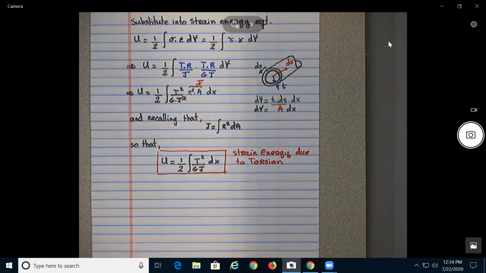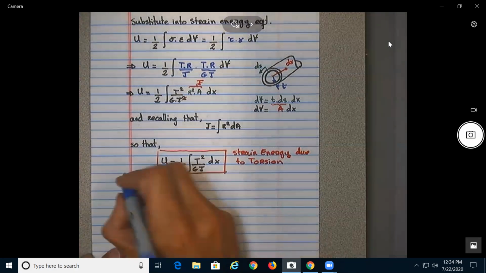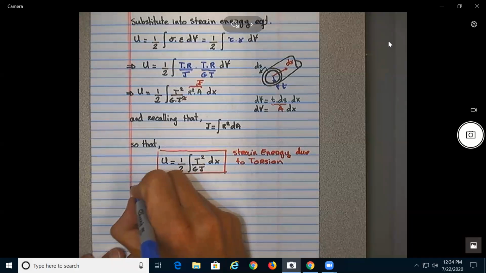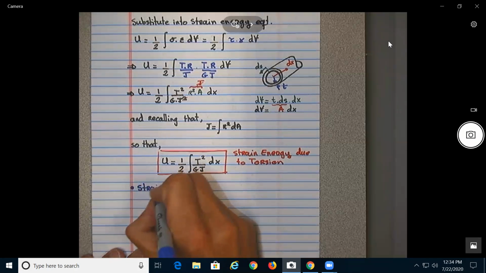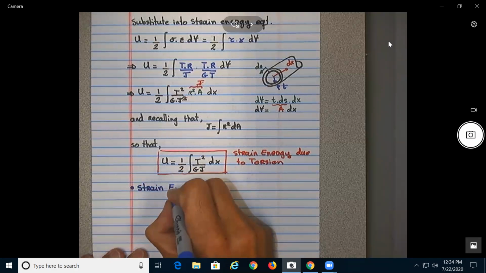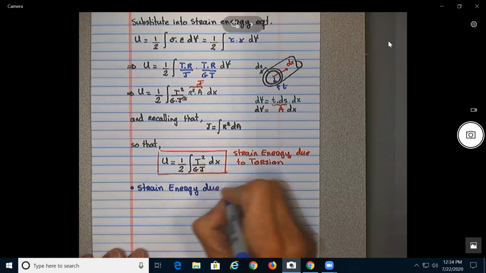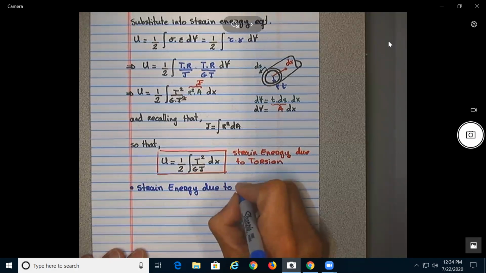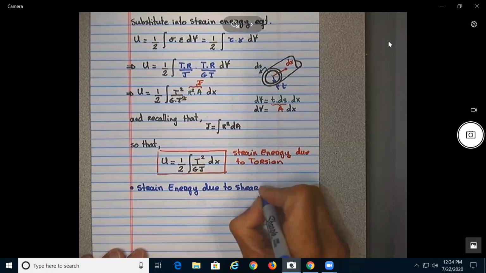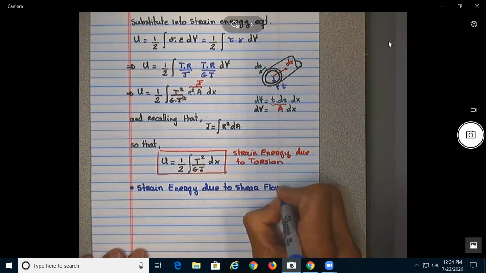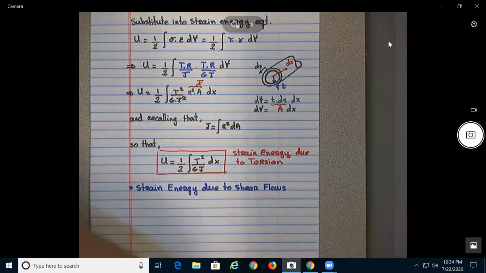Okay, so we have one more, which is what we have been studying all the time: shear flow, no? Okay, so now is to know what is the strain energy due to shear flows, and that will be the last one.